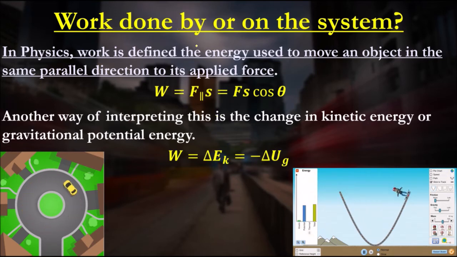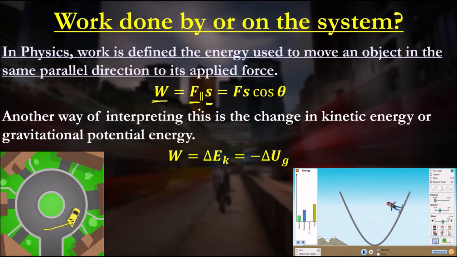All right, what about work done? When is work being done by or done on our system? Let me give you two scenarios here of how we actually express work done. Work done, by the conventional formula, can be expressed as the energy used to move an object in the same direction as its applied force. Okay, so W, work done, is equal to force times displacement. So if we look at where our car is, where it's being pushed, at this particular point, it's being pushed in that direction.